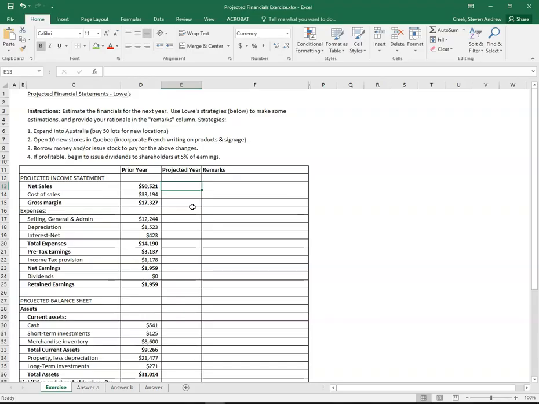And let's say that based on these strategies here, we're expecting a 5% increase in sales, probably mostly from expanding into Australia. So we'd make a remark, 5% increase, and then we take last year's net sales and add 5% to that. So multiply it by 1.05, which gives us 53,047. And then we're going to use the percentage of sales method to figure out the cost of sales for the income statement.